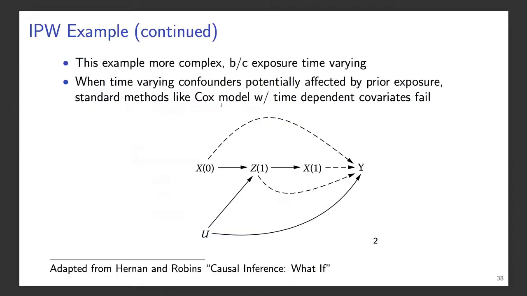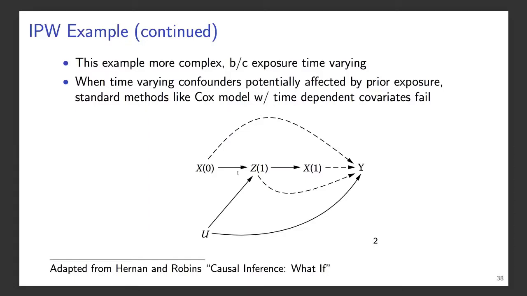This example is slightly more complicated because the exposure is time varying, and we don't have time to get into this in detail. But I just did want to give you a little bit of a flavor of how one thinks about this when you have a time varying exposure. So now in our graph, time here is going from left to right. We've got an exposure at time 0. Maybe that affects covariates at time 1. And then depending on the covariates values, that affects the exposure or treatment at the next time point, and so on.